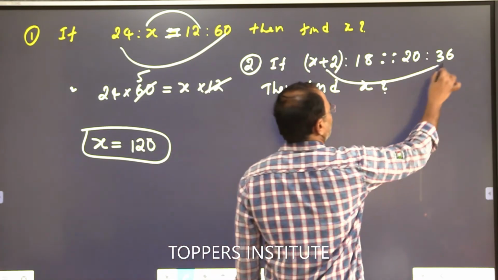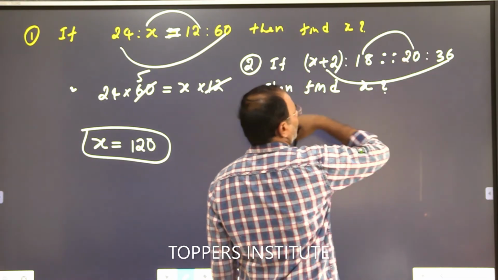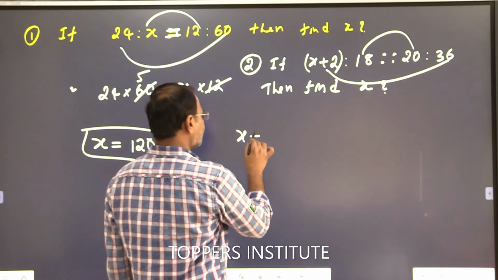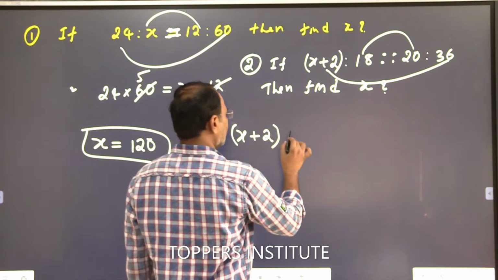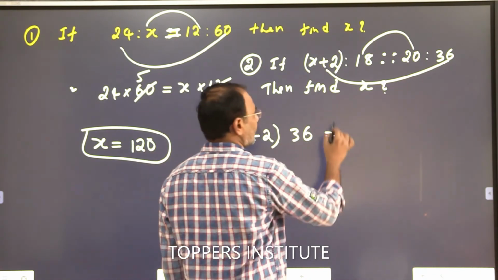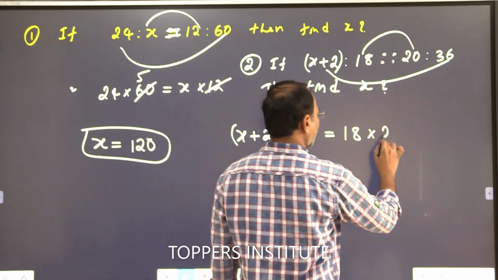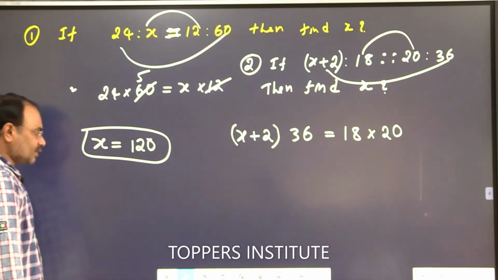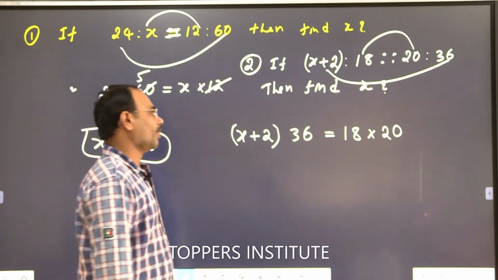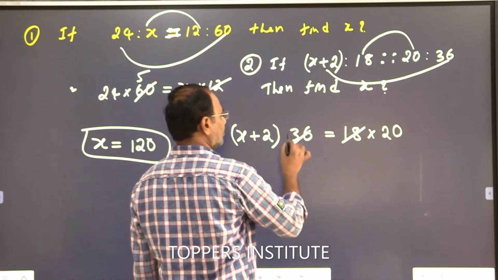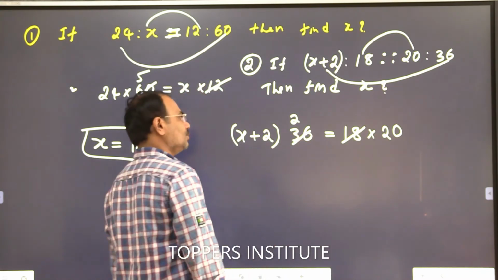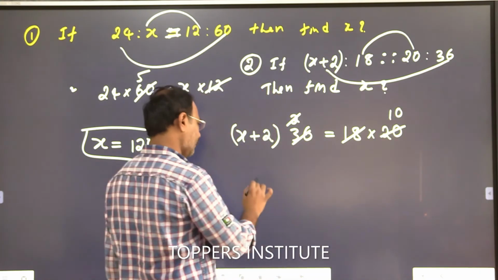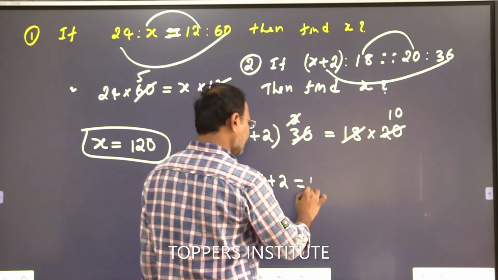సో యూ కెన్ యూజ్ ప్రపోర్షనల్ థియరం. వాట్ ఈస్ ప్రపోర్షనల్ థియరం? ప్రొడక్ట్ ఆఫ్ ఎక్స్ట్రీమ్స్ ఈజ్ ఈక్వల్ ప్రొడక్ట్ ఆఫ్ మీన్స్. వాట్ ఆర్ ది ఎక్స్ట్రీమ్స్? x plus 2 into 36. What are the means? 18 into 20. So దీన్ని సింప్లిఫై చేస్తే x వాల్యూ వస్తుంది. x plus 2 into 36 is equal to 18 into 20. So 18 1s 18, 18 2s 36, next 2 1s 2, 10s. రిమైనింగ్ రాసుకోండి. x plus 2 is equal to 10.